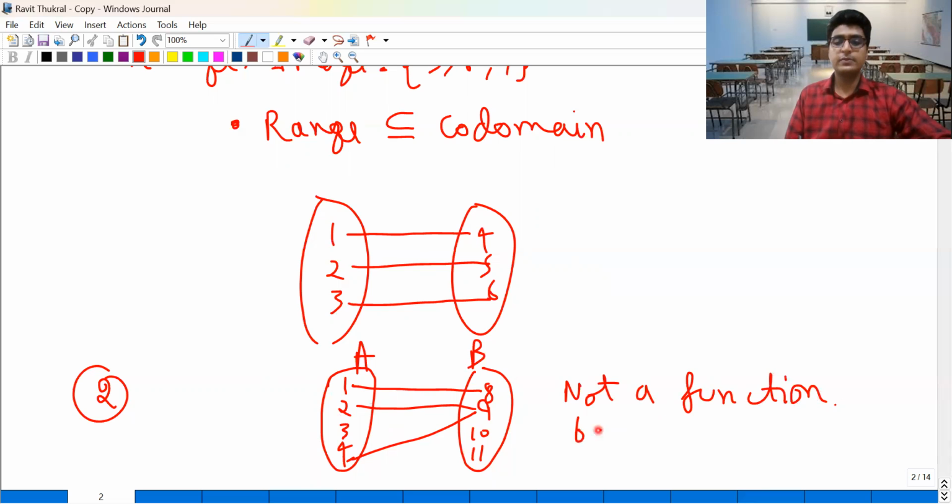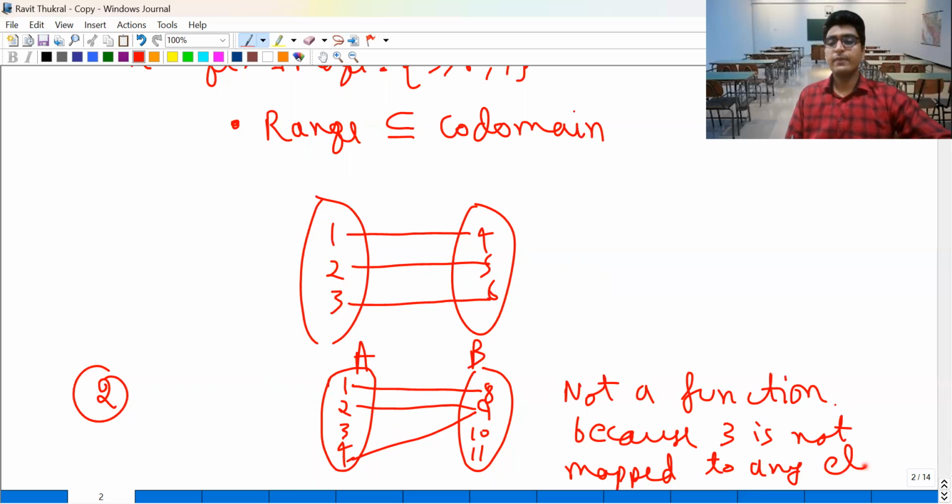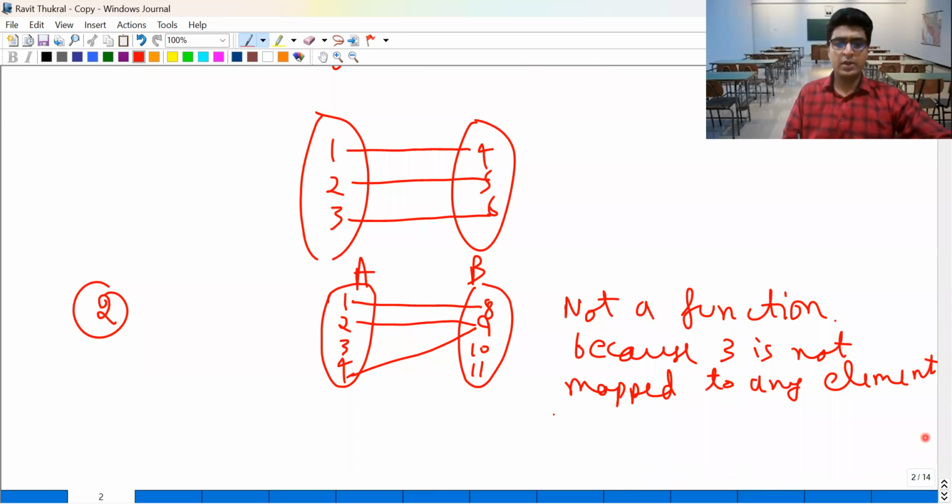Okay, because 3 is not mapped to any element in B. Okay.